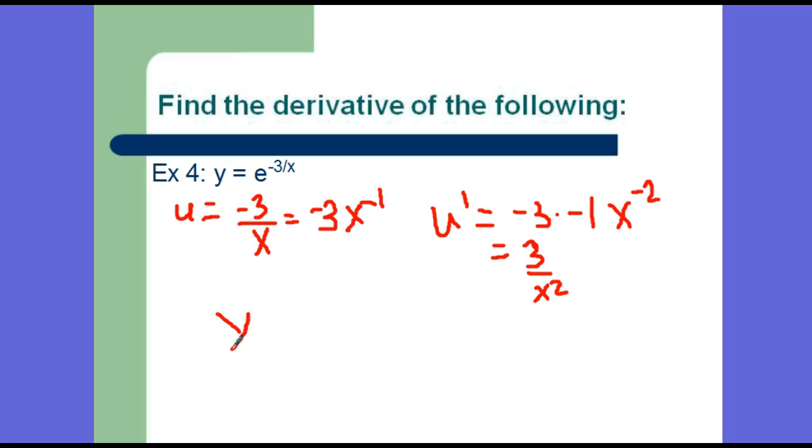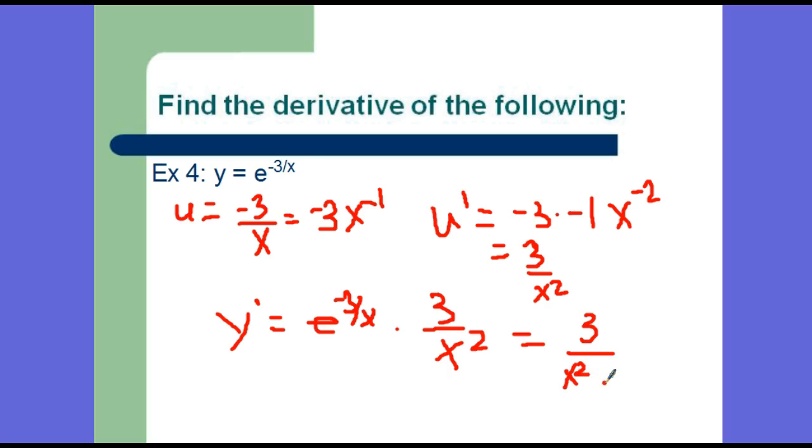So y prime equals e to the u times u prime, and then to clean that up, you could actually drop your e to the u down to the denominator since it's negative, and this would become 3 over x squared e to the positive 3 over x.